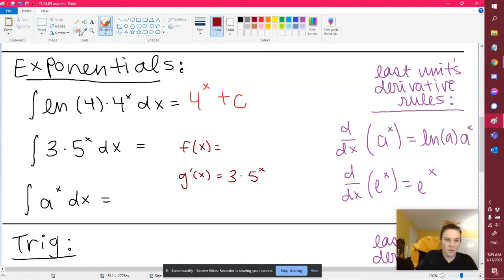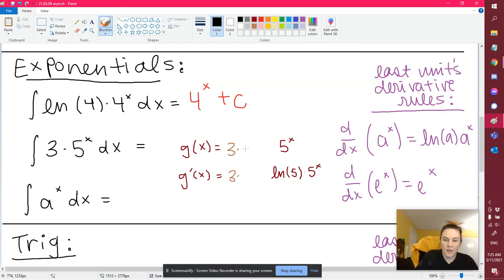Wow, I said G instead of F. Bad. Here, if we had 5 to the power of x, let's do it like this instead. We had 5 to the power of x. Our derivative would be the natural log of 5 times 5 to the power of x. Totally fine. If we had 3 times 5 to the power of x, then our derivative is 3 times the natural log of 5 times 5 to the power of x. So far, so good.